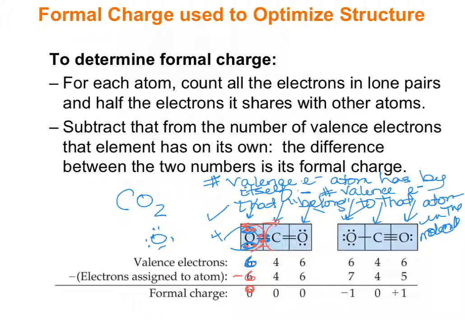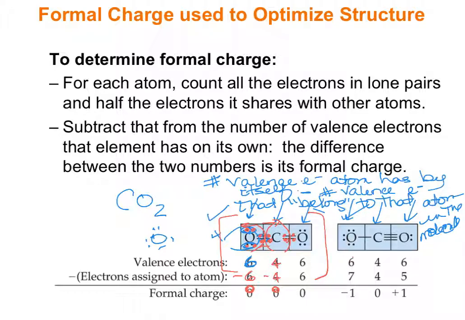Let's look at carbon. We know carbon's in group 4A, so it on its own has 4 valence electrons. In this particular structure, carbon also has 4 valence electrons that belong to it. 1, 2, 3, 4. So carbon also has 0 formal charge. All right, so this structure seems very appealing because there are no formal charges. Let's look now at the other potential Lewis structure for carbon dioxide.